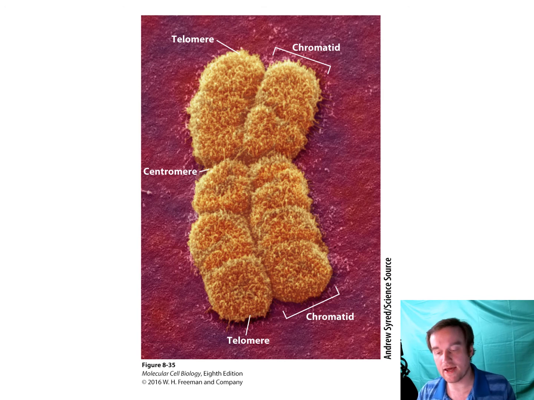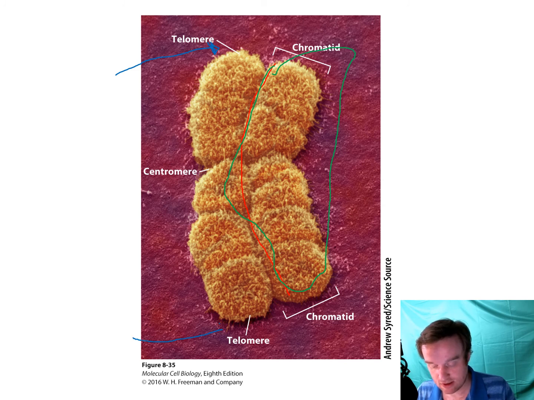Okay, so looking at a metaphase chromosome here, you can see we have 2 sister chromatids. So a chromatid is, let me switch to a better color here, 1/2 of this pair, and that's because it's gone through replication. And we also have telomeres. So telomeres are the very end of each chromosome. So each chromosome has 2 telomeres.